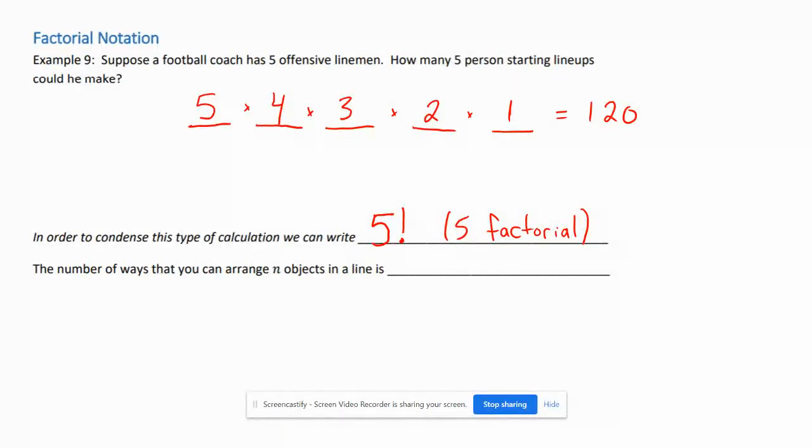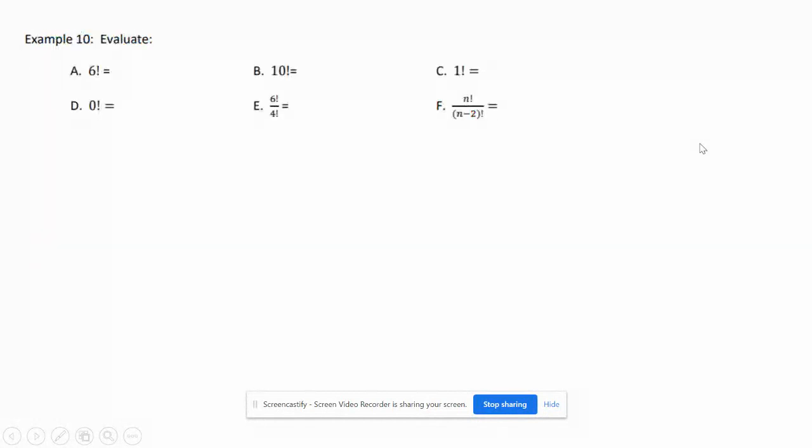Okay, so the number of ways that you can arrange n objects in a line. In this case, my n value is 5, but if I have n objects, it would be n factorial, like that. All right, so 6 factorial evaluates to 6 times 5 times 4 times 3 times 2 times 1 equals 720. Okay, we don't need to do this every time.